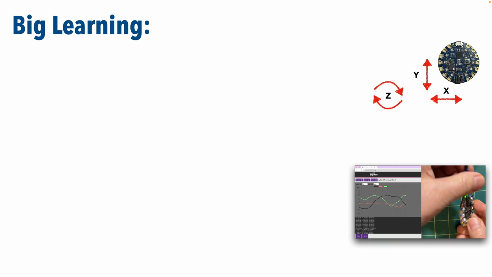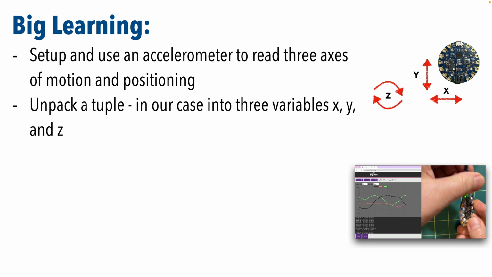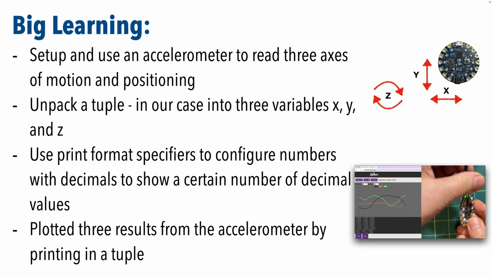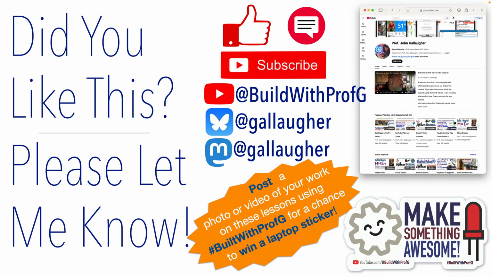Of course, there was much big learning in this lesson. We learned to set up and use an accelerometer to read 3 axes of motion and positioning. We learned how to unpack a tuple, in our case, with 3 variables, x, y, and z. And we learned how to print format specifiers to configure numbers with decimals to show a certain number of decimal values. And as a bonus, we used our online code editor to plot the 3 values we got from the accelerometer. I hope that you were successful in tackling the challenge. See you in the next lesson, where we'll see how we made something awesome.